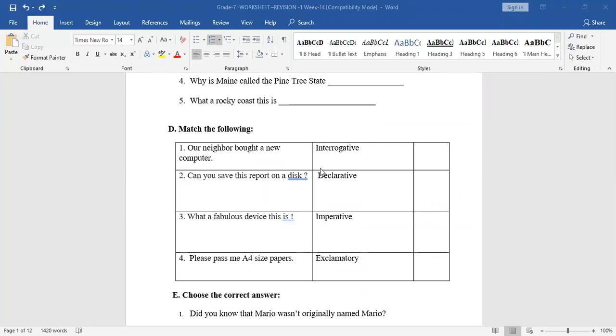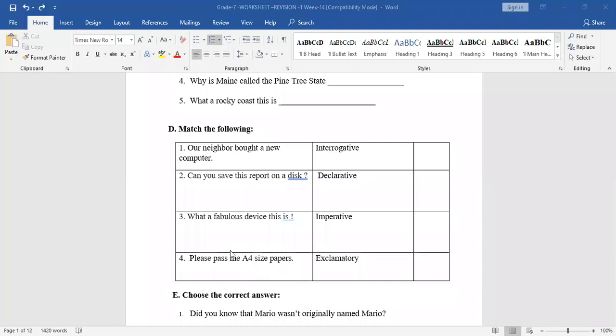Okay, match the following. We have to match it. Number one, our neighbor bought a new computer. Declarative. Our neighbor got a new computer, it will be declarative. The second one is interrogative. And third one, 1B, 2A. Second one, exclamatory, exclamatory, and imperative.